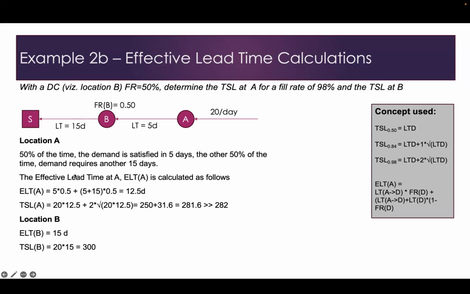Yes. So the effective lead time, would you agree, is 12.5 days? Because I've just done the math here: 5 times 0.5 plus 20 times 0.5, it's 12.5 days. Does everybody agree that's the effective lead time? So my TSL at A is now the average lead time demand, 20 times this effective lead time of 12.5, which is 250, plus 2 times square root of 20 times 12.5. So it comes to about 282. Does everybody get that?